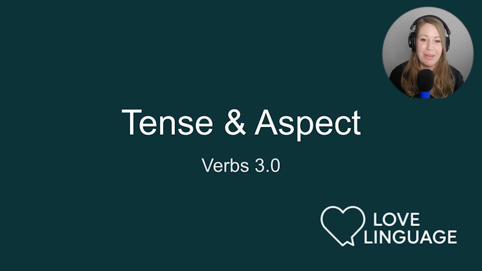tense, the timing of the action or state relative to the moment of speaking. Mood, the speaker's attitude toward the action, we'll cover this actually in the next video, and aspect, how the action unfolds over time. So to understand the nature of the English verb, it's important to be able to differentiate between these three components, tense, mood, and aspect.